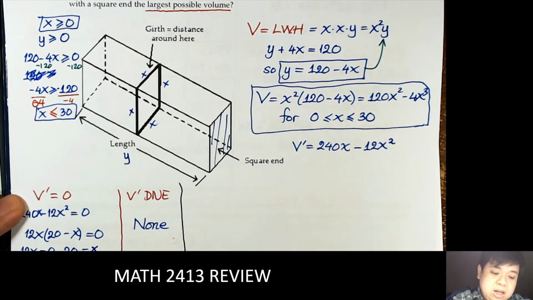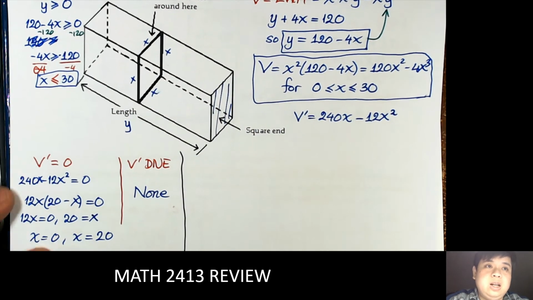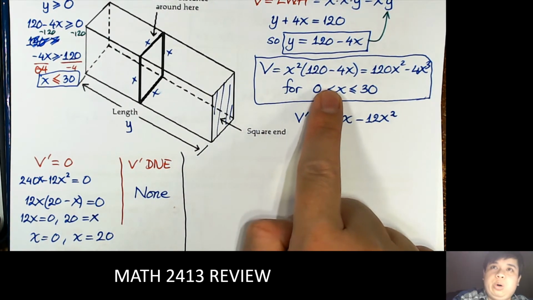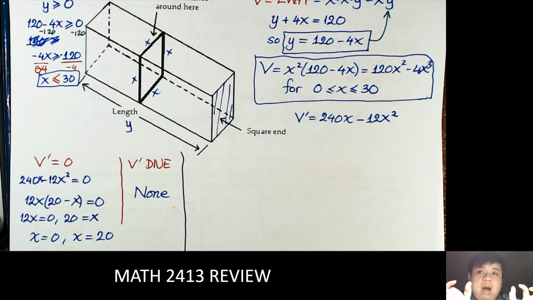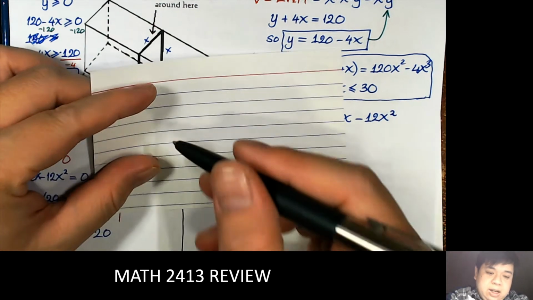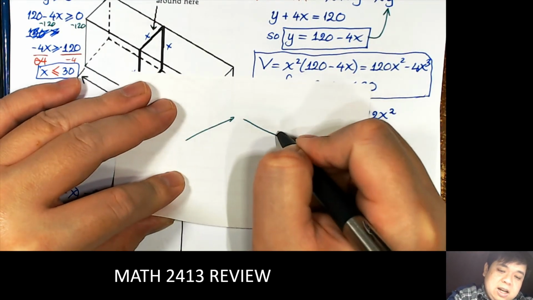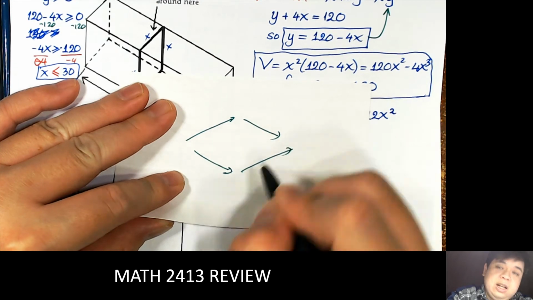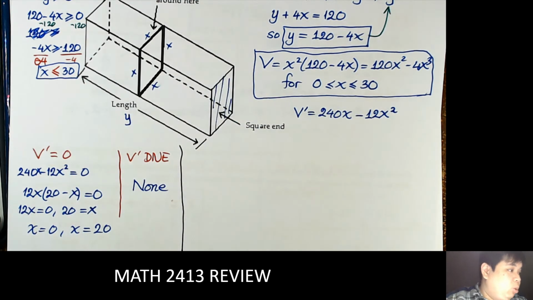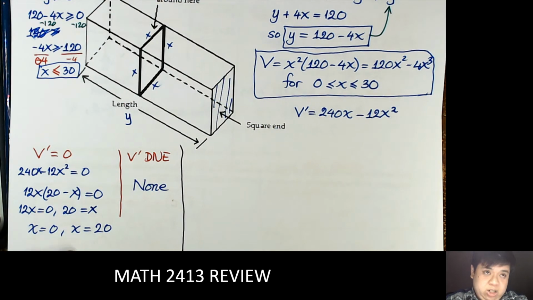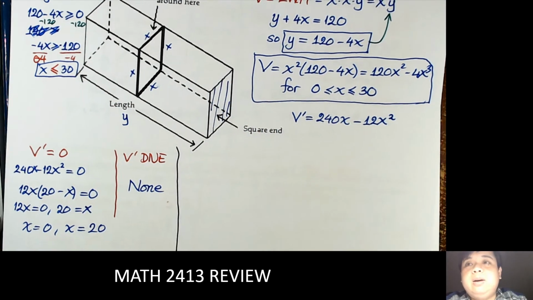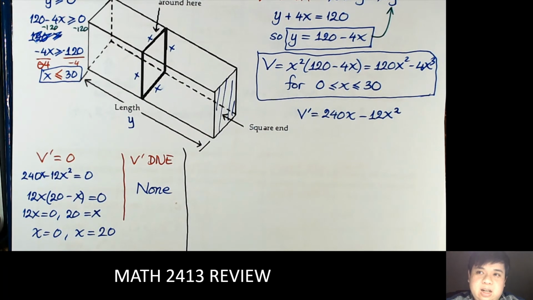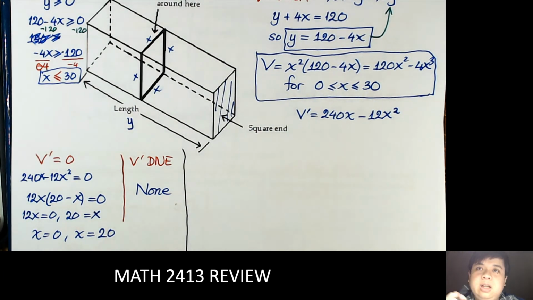Between 0 and 30, there's only one point, 20, because 0 is considered a boundary point, so it doesn't count. Between those boundary points, there's only one. So if there is exactly one critical point in the middle, if it goes like this, that will be max. If it goes like this, that will be a min. So when we have one critical point, which is 20, then if it is the local max, then it is the absolute max. If it is a local min, it's the absolute min.